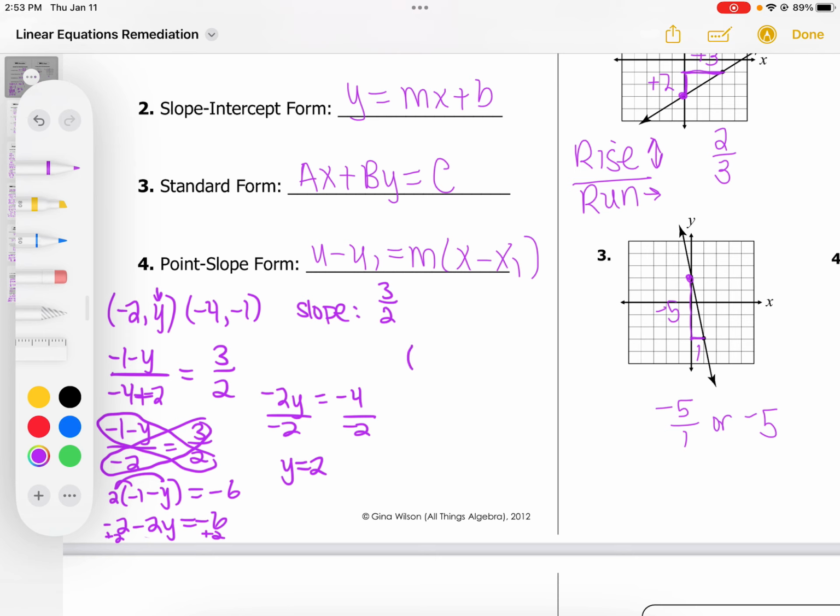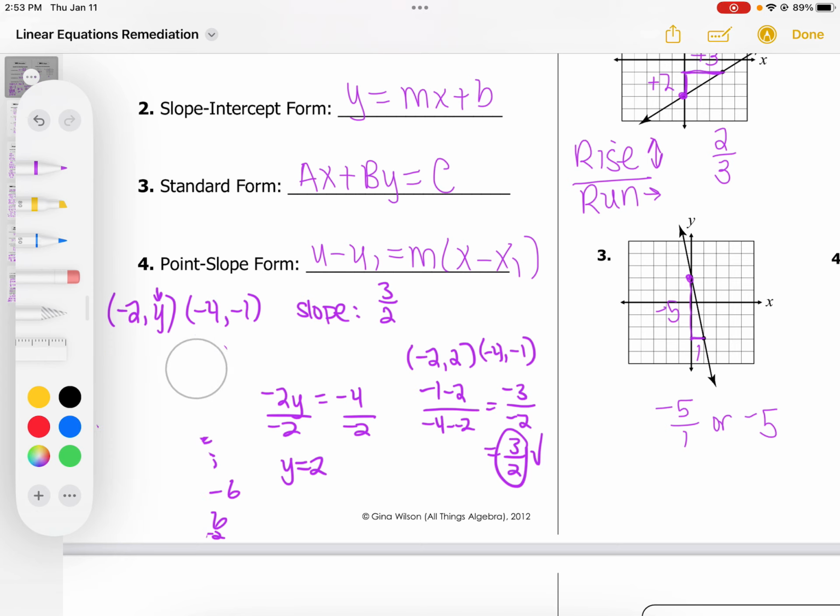What we can do then is take our original ordered pairs, -2, comma, we now figured out y is 2, and -4, -1, and verify that the slope of this line is 3/2. -1 minus 2 over -4 minus -2 equals -1 minus 2 is -3. We already said -4 minus -2 is really -2, and -3 divided by -2 simplifies to be positive 3/2, so we're good. That's one method in solving it.